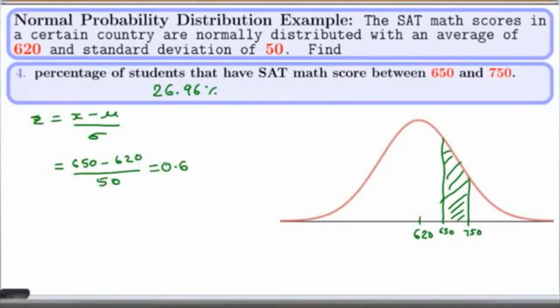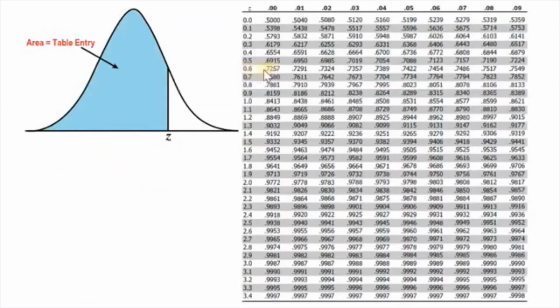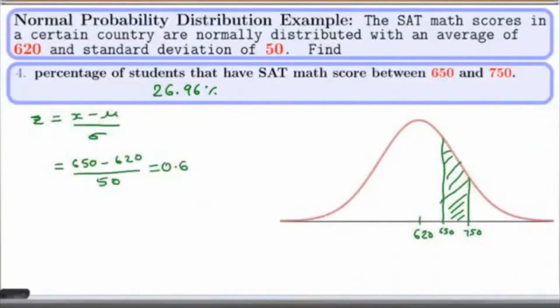Now let me pull up my table here to find the area to the left of 650. For that, we'll be looking at the row of 0.6 and column of 0.00. So here, that area is 0.7257. Let me put that in a diagram here. The area to the left of 650, basically from here to 650, is 0.7257.